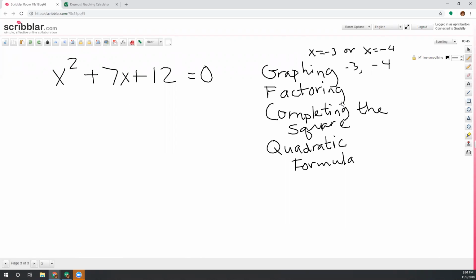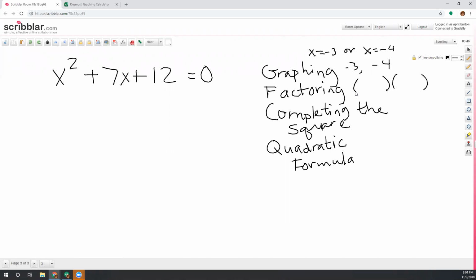For factoring, factoring is backwards. Yeah, graphing is a really, really quick one. You type it in, click on the dots, you're done. Factoring, I did set this one up nicely for factoring, so it's actually not going to be that long of a process either, but we do have to remember it.